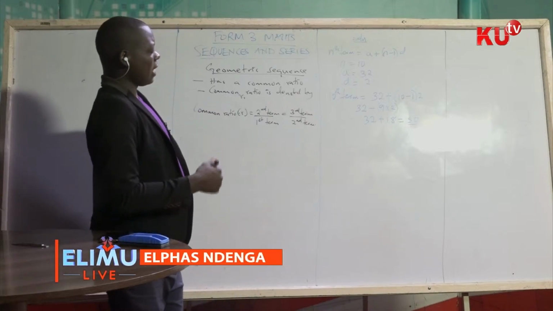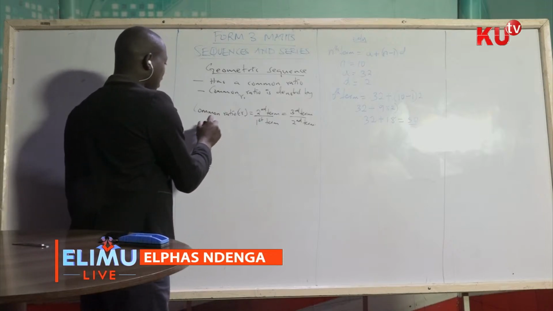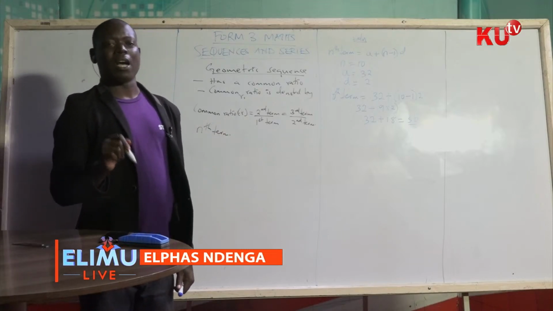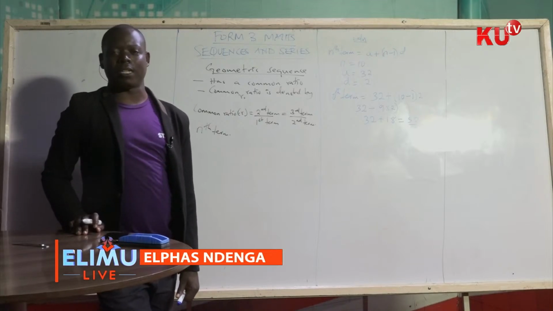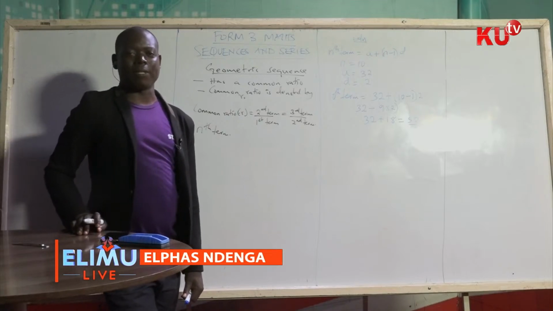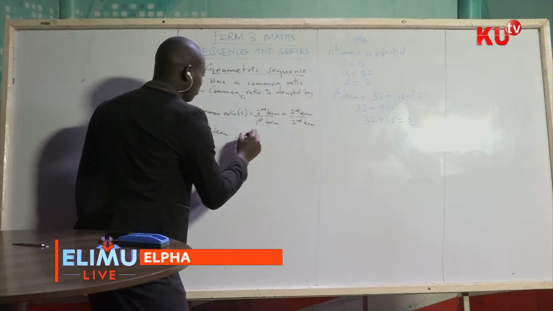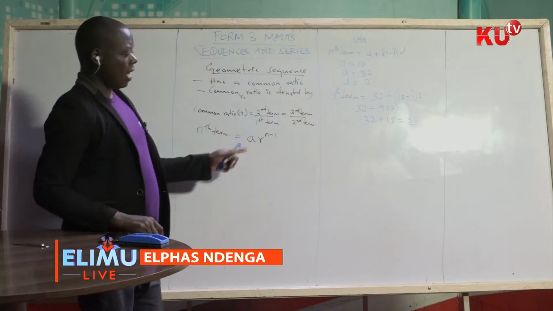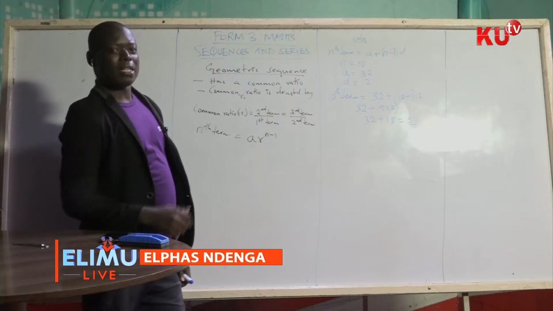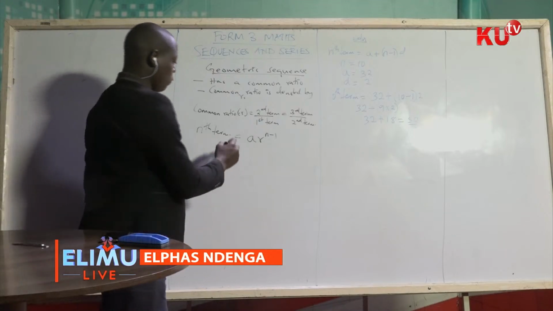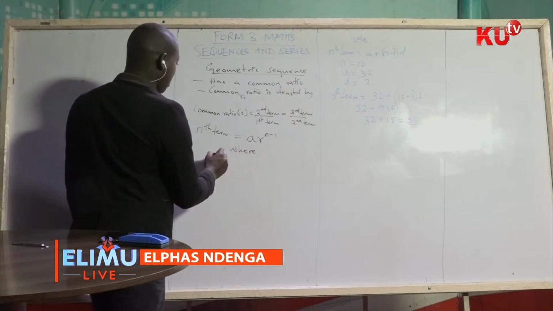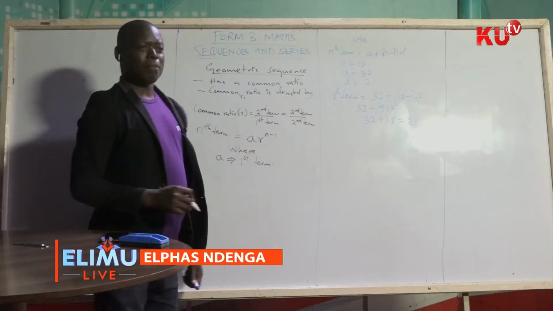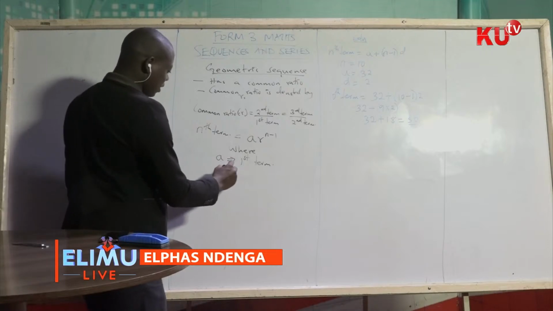Now, in this case, how do we identify the nth term in a geometric sequence? How do you identify the nth term, students? Good. We say the nth term equal to A R power n minus 1, where A represents the first term, and R represents the common ratio.